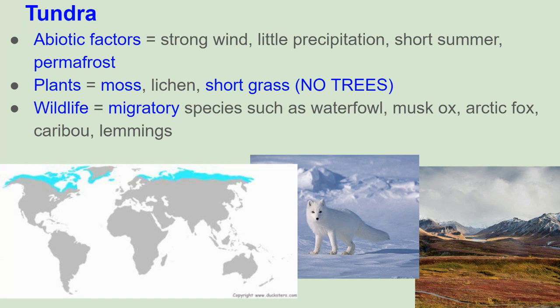For plants, you're not going to get any tall trees. It's just too cold and windy for that. So you will have a lot of smaller plants like moss and lichen and very short grass, especially during their summer season. And wildlife is migratory. That means they move in and out of this biome because of the cold. They might have to move south during the harshest parts of the winter. But some of the examples include waterfowl, which is birds and ducks, muskox, Arctic fox, caribou, and lemmings.